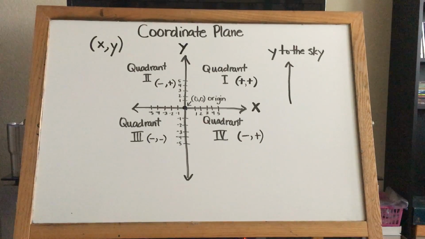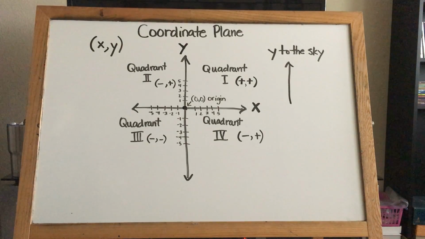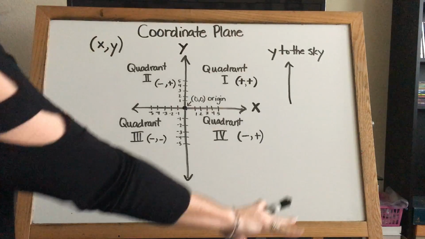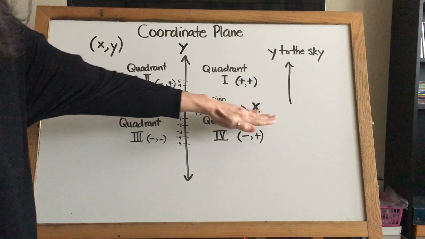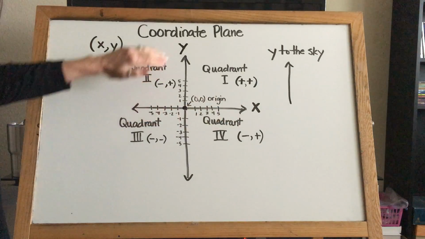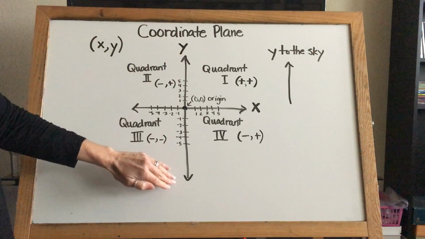Okay, we're just going to do a little review on the coordinate plane before we get into plotting. So here's kind of what your coordinate plane looks like. We've got our x axis, which is our horizontal. We've got our y axis, which is going to be vertical.